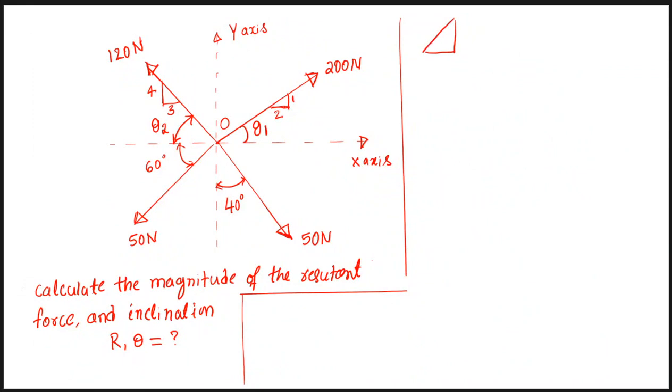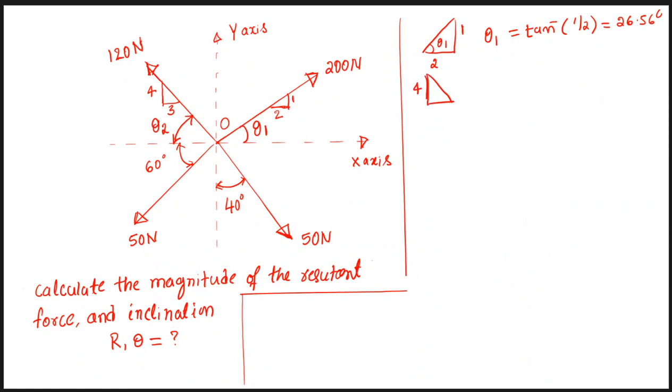So here, one vertical, two horizontal is given and we call this theta 1. Now we can calculate the value of theta 1 by considering the trigonometric function: tan theta is equal to 1 by 2, so theta 1 is tan inverse of 1 by 2, which works out to be 26.56 degrees. Similarly, we can calculate the value of theta 2 again by considering the triangle.